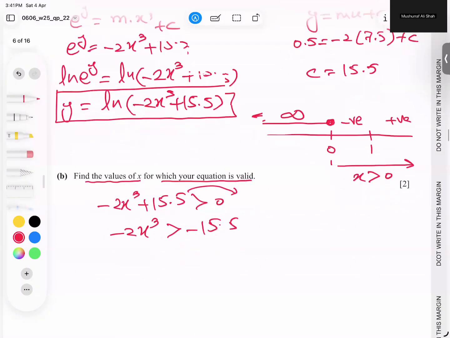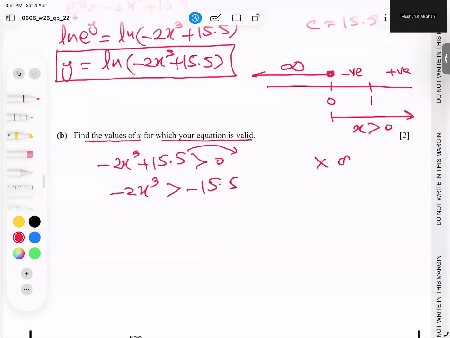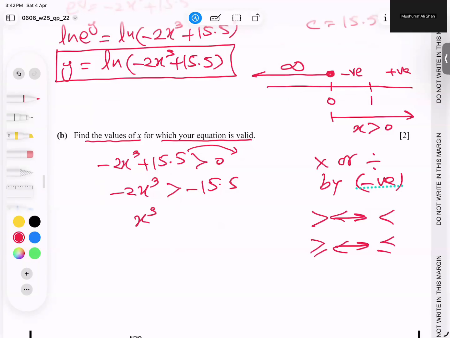For the sake of understanding, whenever you multiply or divide by a negative value, the inequality will flip. Make sure the inequality sign changes. This is very, very important. So when I divide by negative 2, this will flip. Then I take a cube root. So the cube root of 15.5 divided by 2, and I'm getting x value is less than 1.9789.